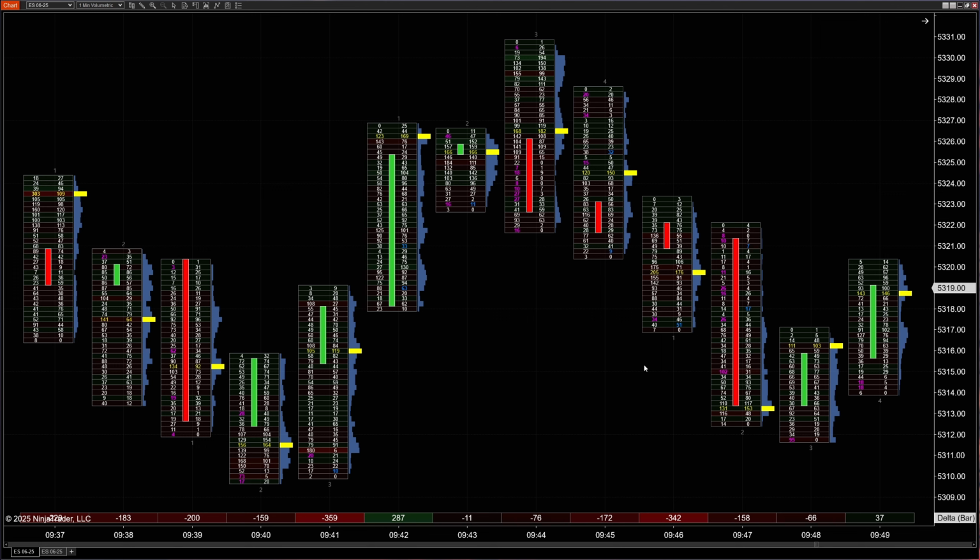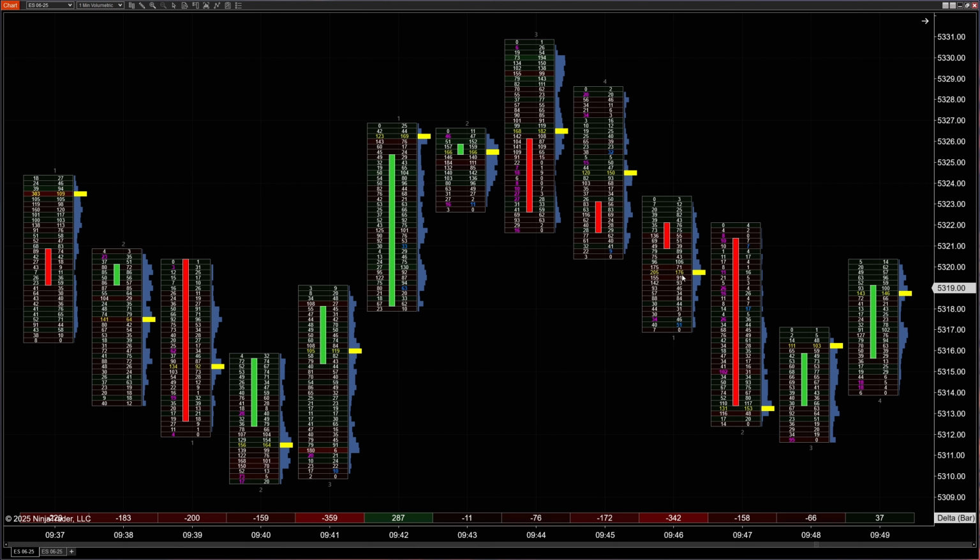If we just simply follow the delta right down here at the bottom of the chart, I want you guys to go ahead and we're going to analyze this bar by bar. On this down candle here, we have negative 76 delta. The next down candle, we have negative 172. The next down candle, we have negative 342. So we can see the strength is growing to the downside as price is pushing lower.